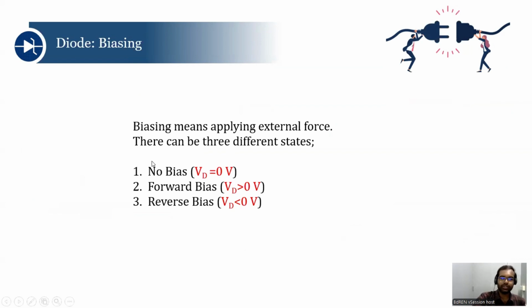So there can be three situations where VD, or the voltage across the diode, is zero, or the voltage across the diode is greater than zero, a positive voltage, and the third one is a negative voltage. The first one is called the no bias condition, the second one is the forward bias condition, and the third one is the reverse bias condition. So let us recall that in the forward bias condition, we term the condition a short circuit condition, so current flows through the PN junction, and in the reverse bias condition, we term this an open circuit condition, where no significant current flows through the PN junction.